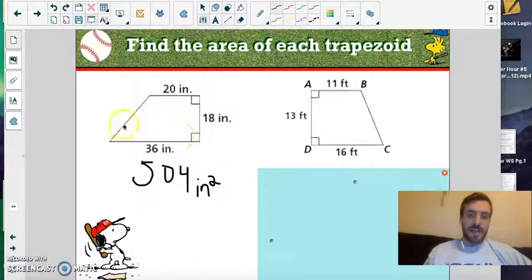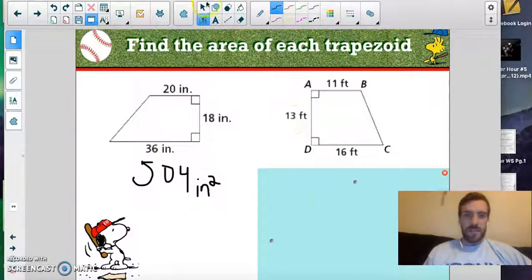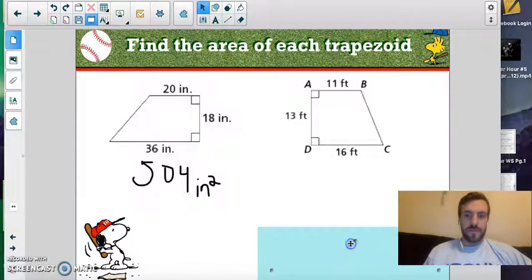You should have got 504 inches squared. You should have got 9 times 56. That's how you should have done that one. Now again, if you had trouble with that one, you just basically have to plug into the formula. Here's my height, here are my 2 bases, and then PEMDAS, make sure that you added these first.